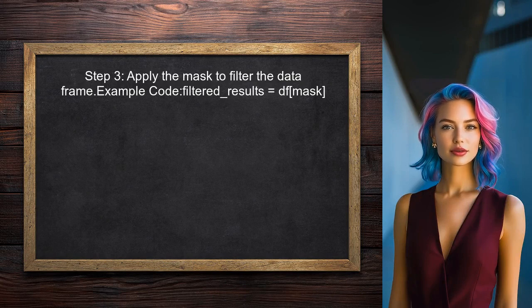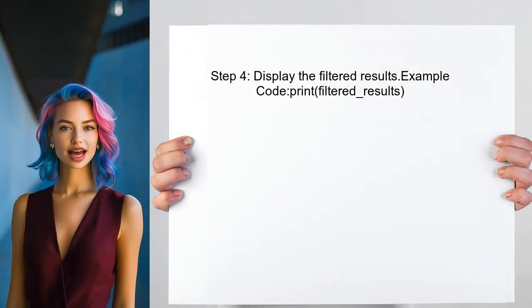This will return all entries that occur between 9 a.m. and 10 a.m. for every day. Finally, the user can display the filtered results to see the entries that meet the criteria. This will show all relevant entries from the original data frame.